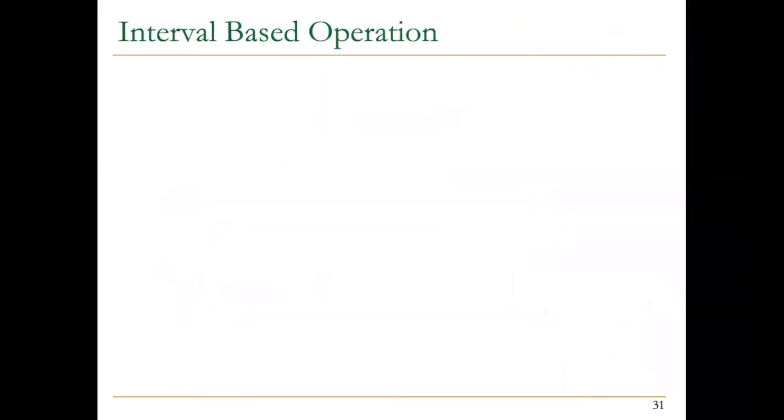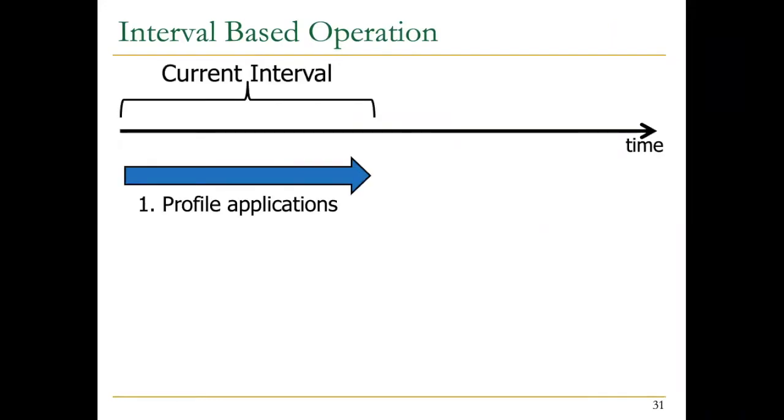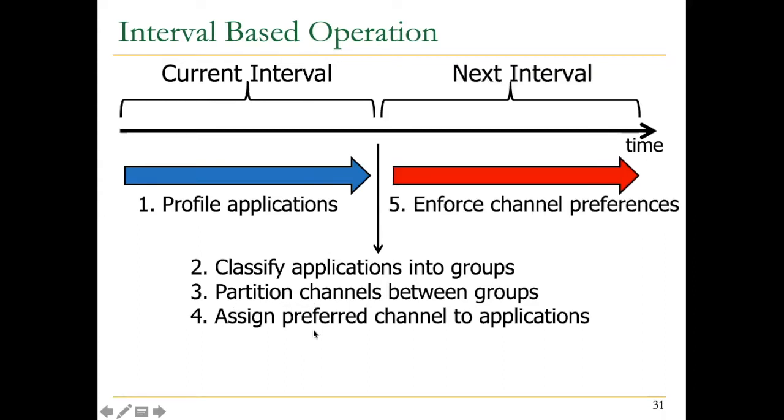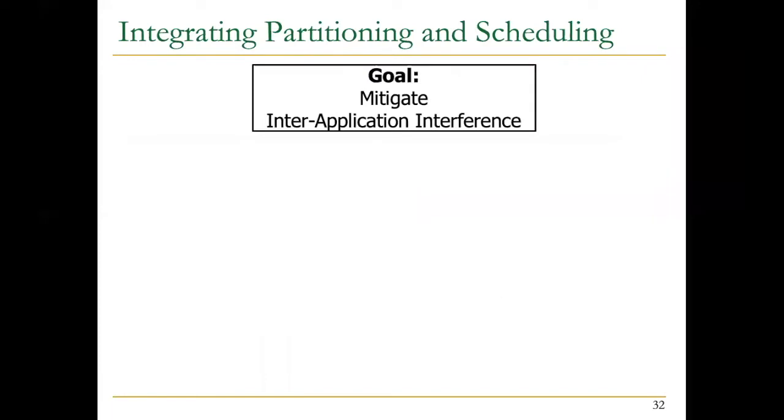So this is interval-based operation. Basically, in the current interval, we profile the applications, and then at the end of the interval, this classification is done, partitioning happens, and each application is assigned a preferred channel. And then in the next interval, while the applications are running, we enforce channel preferences. So it's very simple. Clearly, you can imagine a design space in terms of how to enforce channel preferences, and I'll let you think about it a little bit. And maybe you'll have questions at the end.